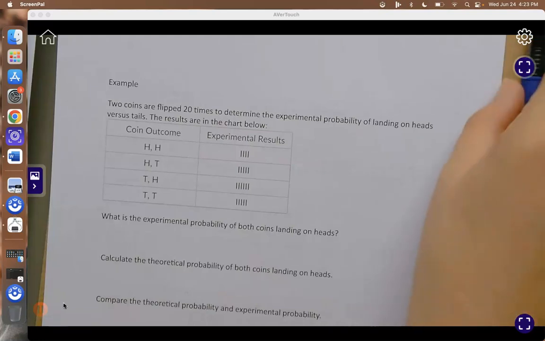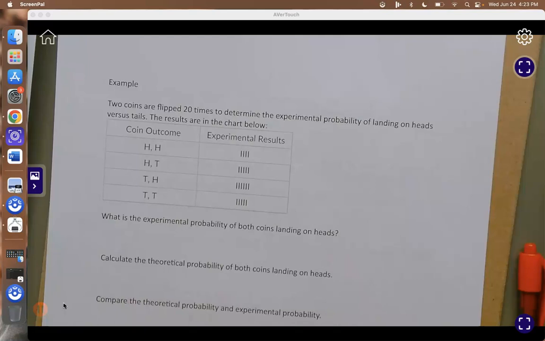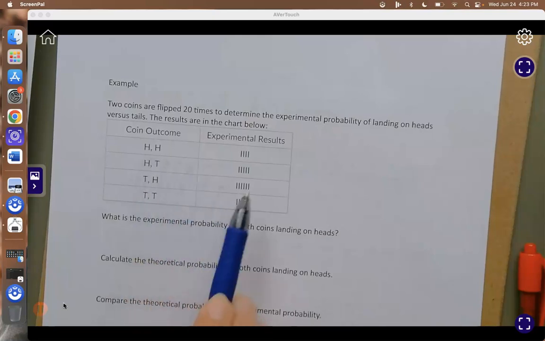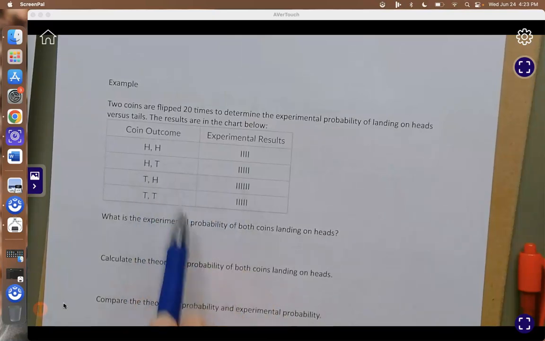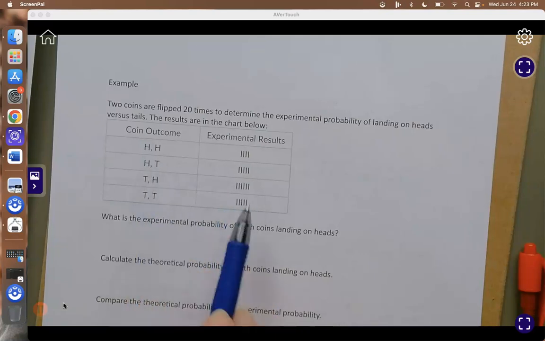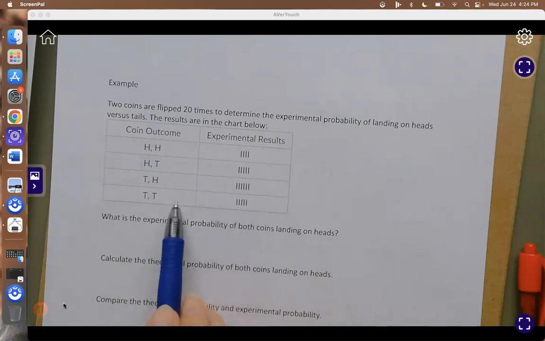It says 2 coins are flipped 20 times to determine the experimental probability of landing on heads. Okay, so it got 4 heads combination, 5 head tails, 6 tail heads, and then 5 tails.